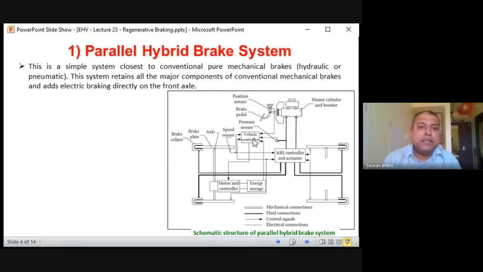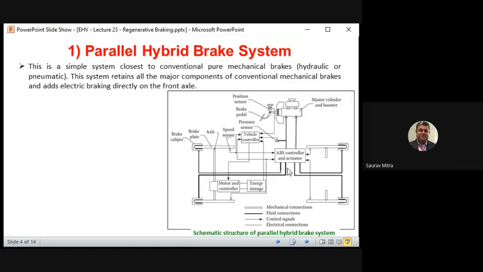That can be speed, acceleration sensing, the air pressure sensor, the oil sensor, all those different kinds of control. Whatever is the electronic control unit, ECU, you can say is the vehicle controller. This is actually the master microcontroller, and this is the ABS controller and actuator. ABS is nothing but the anti-lock braking system. Seminars will have ABS as one of the main topics.